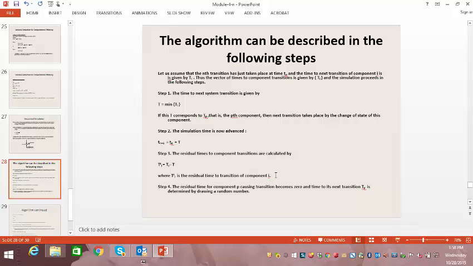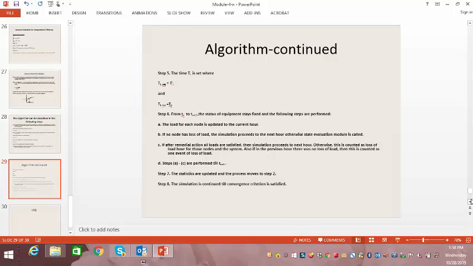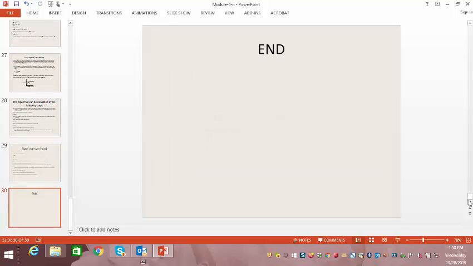So you keep on doing that and keep on generating the states, and then of course you can use your statistical methods to estimate the probabilities, frequencies, whatever you want to estimate. So that's it.